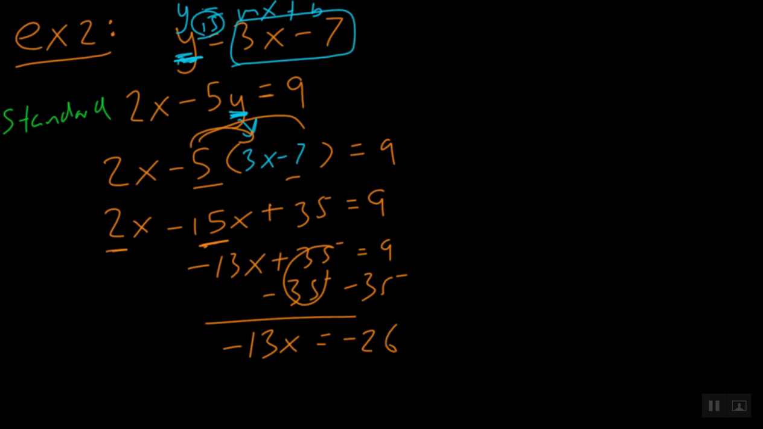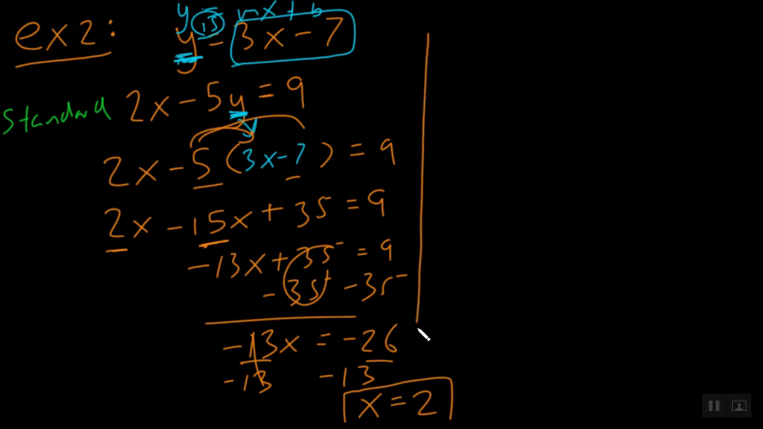And that's kind of unfortunate. I was hoping that this would be a trickier problem, but it's not. Okay, in order to get rid of this negative 13, we divide both sides by negative 13. And I tell you that it's not a tricky problem because negative 26 divided by negative 13 is positive 2. Okay, so we have x is positive 2.